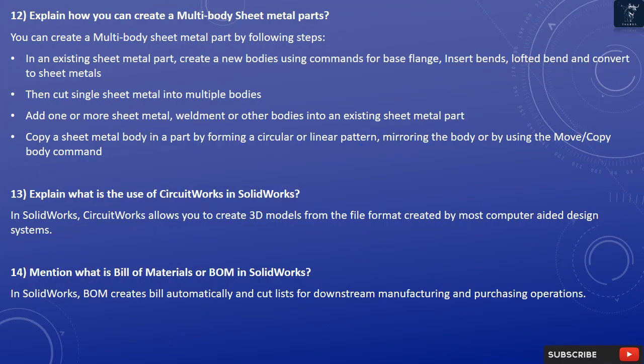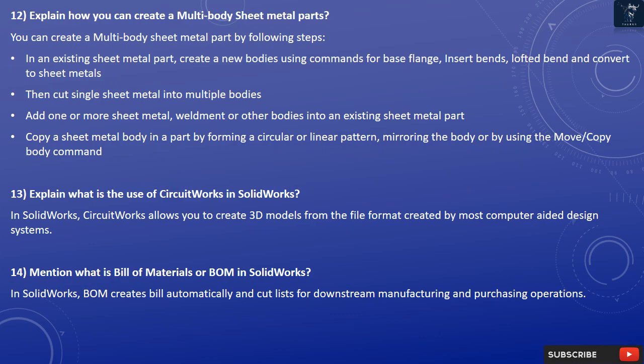12. Explain how you can create multi-body sheet metal parts. You can create a multi-body sheet metal part by following these steps. In an existing sheet metal part, create new bodies using commands for base flange, insert bends, lofted bend and convert to sheet metal. Then cut a single sheet metal into multiple bodies. Add one or more sheet metal, weldment, or other bodies into an existing sheet metal part. Copy a sheet metal body in a part by forming a circular or linear pattern, mirroring the body, or by using the move/copy body command.